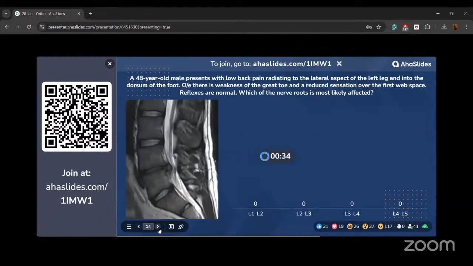A 48-year-old male presents with low back pain radiating to the lateral aspect of the left leg and into the dorsum of the foot. On examination, there is weakness of the great toe and reduced sensation over the first web space. All the reflexes are normal. Which nerve root is most likely affected here? I think the exact same question was given in AIIMS. These types of questions are often asked nowadays.